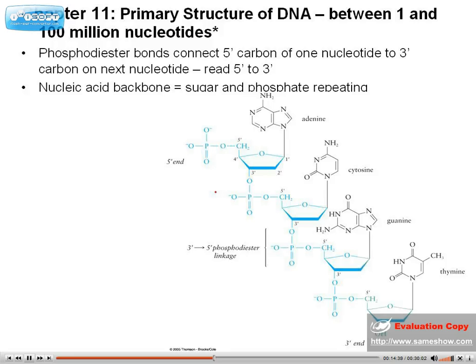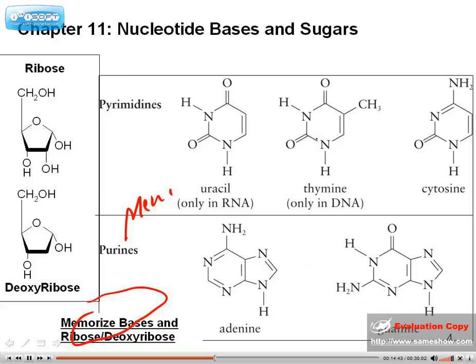The next one is the nucleotides. Notice how they're attached. So if I were to go back a slide here, in this case, on the very bottom, the hydrogen is replaced and connected directly to the sugar.